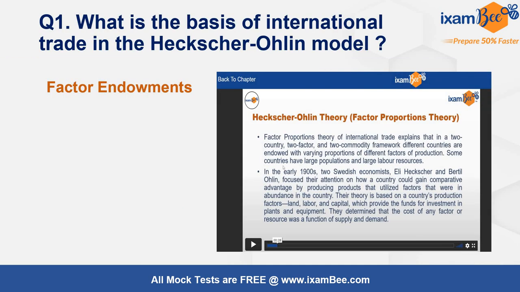So let's start. The first question was, what is the basis of international trade in the Heckscher-Ohlin model? We have covered this particular topic in our content also, that Heckscher-Ohlin theory depends upon the factor proportion. So the right option here was the factor endowments.